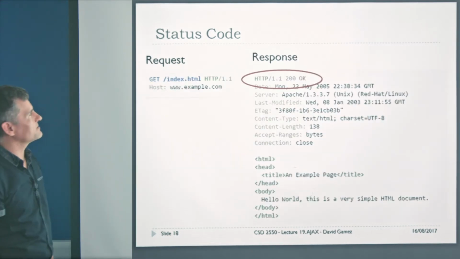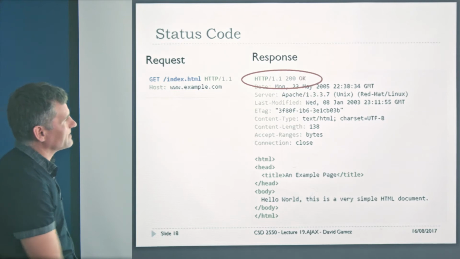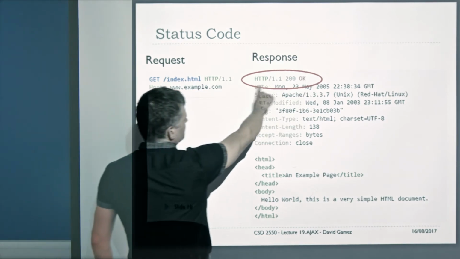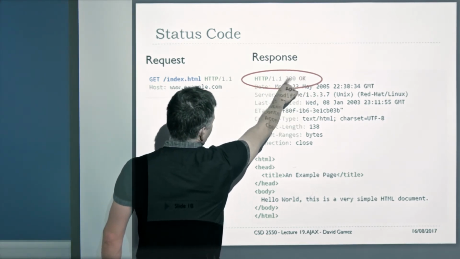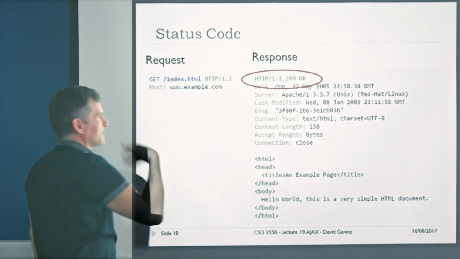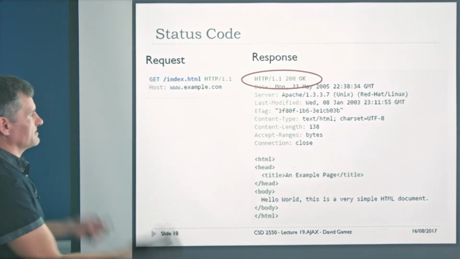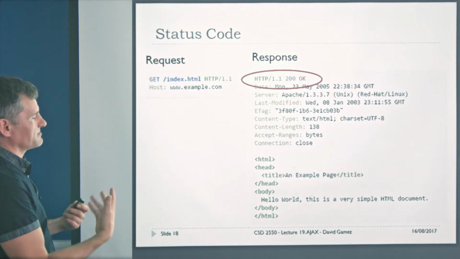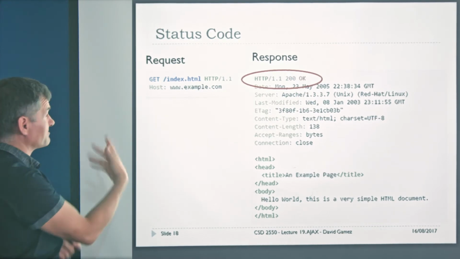So let me do a T, I think, the joke one. There's some discussion about taking it out. Anyway, if you look in the response, this is where the status code is. And you need to check that when you're using Ajax, that you've made a successful request and received an appropriate response.